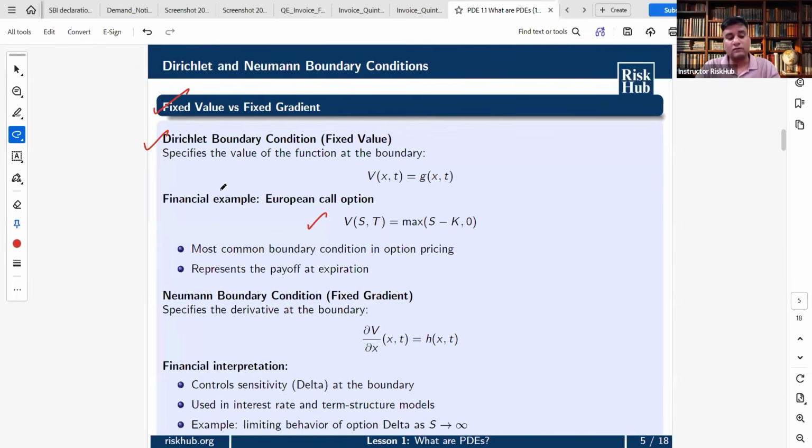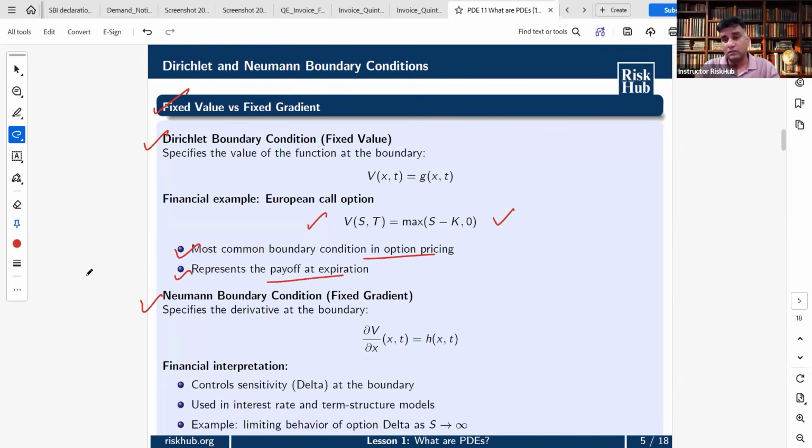For example, the boundary condition for a European option at maturity: Dirichlet is equal to max(S - K, 0). Boundary condition for a call when S equals 0: V(0, T) is equal to 0. Knockout barrier: V(B, T) is equal to 0. Rebate barrier: V(B, T) is equal to the rebate. So that's what we have. This is the most common boundary condition in option pricing, representing the payoff at expiration.